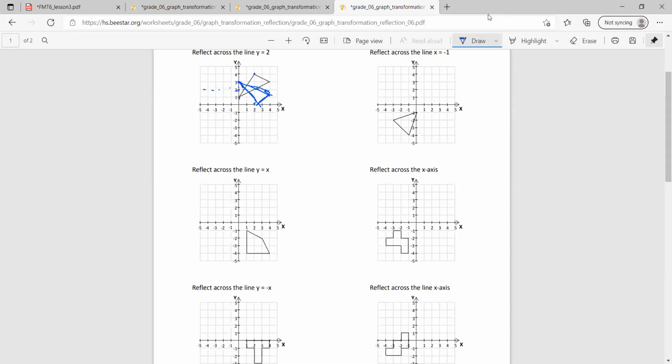So then for line x equals -1, this is the x-axis, so x equals -1 would be across this side. So this point would come over here. This point would come over here. And this point would stay where it is because it's on the reflection line. So it would look like this. Make sense?